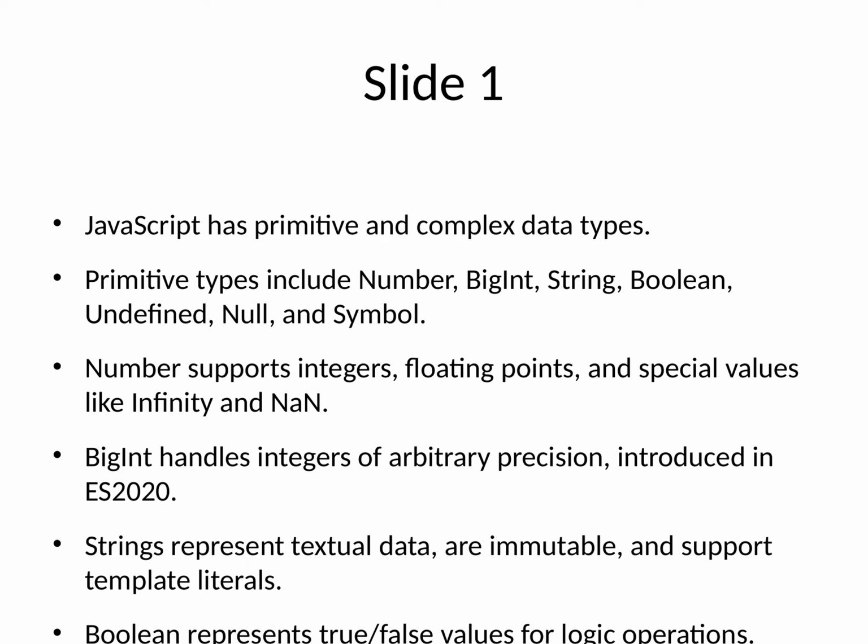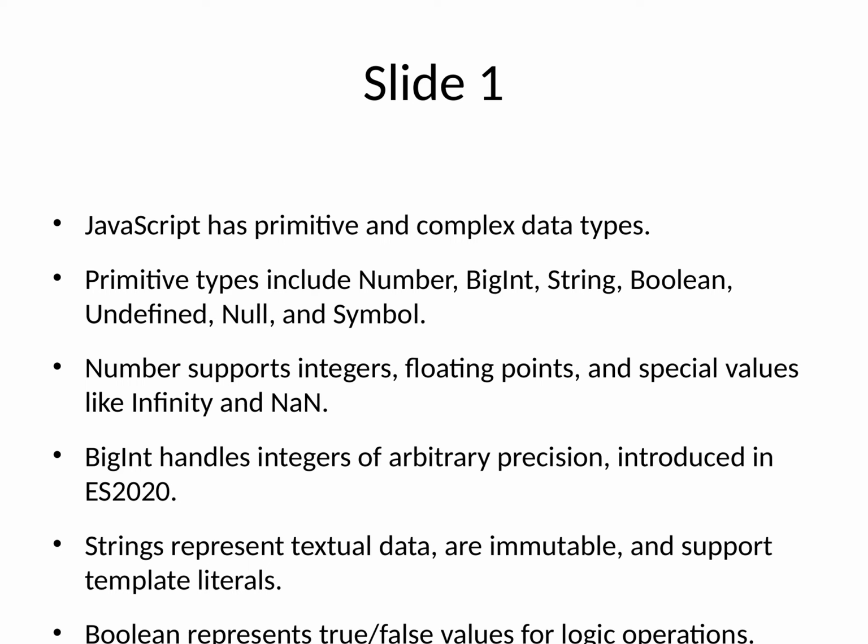It supports a wide range of values, including special ones like Infinity, -Infinity, and NaN, which stands for not a number. For example, you can declare a number using let num = 42, or a floating point number with let float = 3.14.